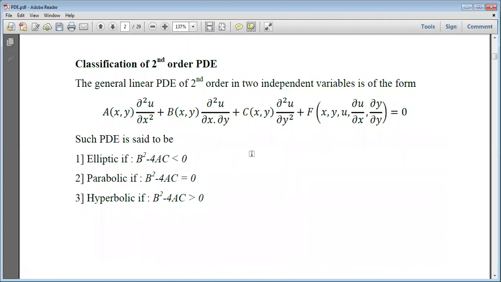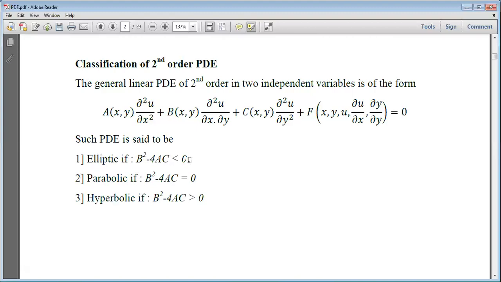The standard or generalized form of a partial differential equation is a ∂²u/∂x² + b ∂²u/∂x∂y + c ∂²u/∂y² + any function = 0. Now, taking the coefficient of ∂²u/∂x², the coefficient of ∂²u/∂x∂y, and the coefficient of ∂²u/∂y², we can calculate the value b² − 4ac. Based upon this value, we can have the classification as either elliptical, parabolic, or hyperbolic.